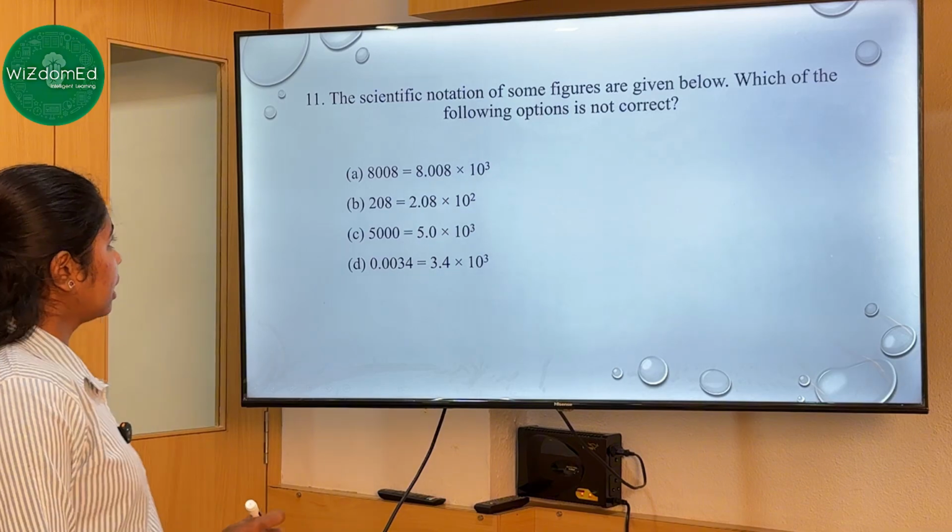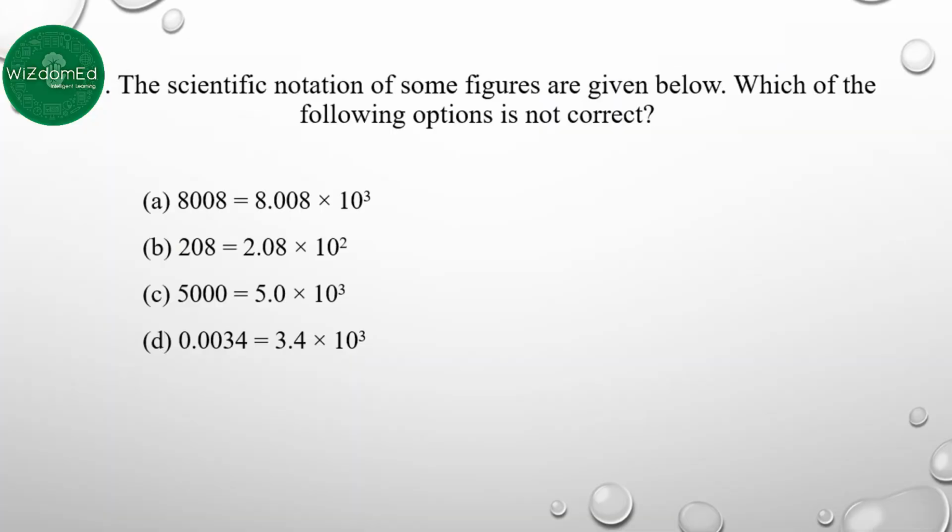Our next question. The scientific notation of some figures are given below. Which of the following options is not correct? Options are A, 8008 is equal to 8.008 into 10 raised to power 3. Option B, 208 is equal to 2.08 into 10 raised to power 2. Option C, 5000 is equal to 5.0 into 10 raised to power 3. And option D, 0.0034 is equal to 3.4 into 10 raised to power 3.